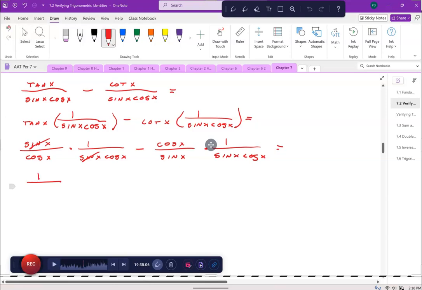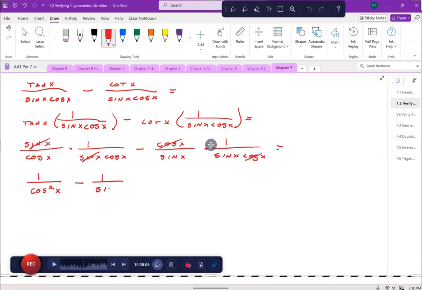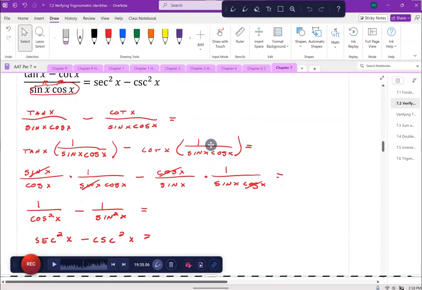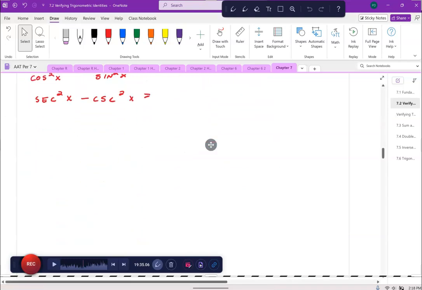I'm left with 1 over cosine squared x minus, my cosines cancel out, 1 over sine squared x, which is really, oh, messed that up already, secant squared x minus cosecant squared x, which is exactly what we wanted. So we verified that it's an identity. Again, the more you do these, the easier it'll be, so don't panic too much. Let's take a look at another one.